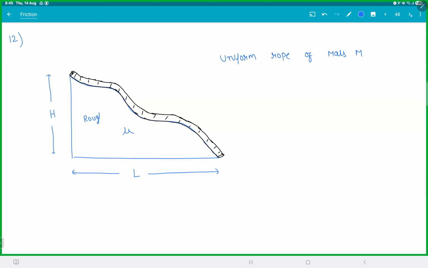So the uniform rope of mass m on this thing is on the verge of slipping. Meaning if you push it a little, it will start sliding. That means friction is maximum. That is, it is about to slip. Find mu.